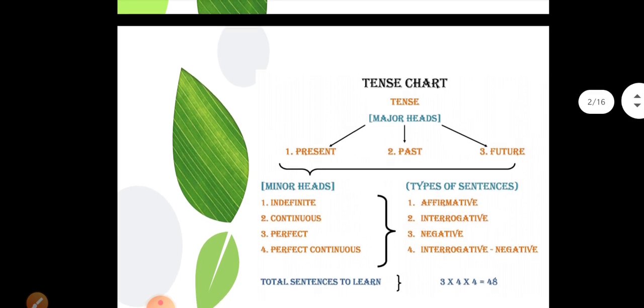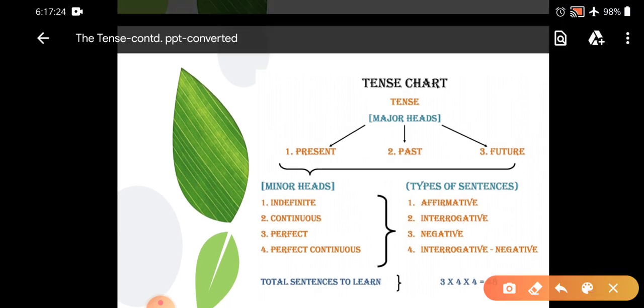Just to revise, students, last time we discussed that we have three main types of tenses, which are the present tense, the past and the future tense. These are actually the time heads: the time which is in present, the time which is in past, or the time which will be there in future. The minor heads of each tense you would remember very well. There are four minor heads for each tense, which are indefinite, continuous, perfect, perfect continuous tense.